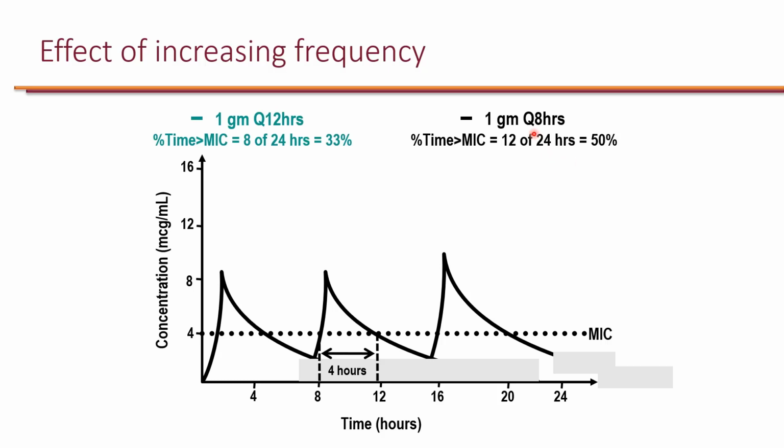The advantage of increasing the frequency instead of doubling the dose is that overall throughout the day you give less of the drug. So 2 grams Q12 will end up with 4 grams over a 24-hour period. With 1 gram every 8 hours, you end up with 3 grams every 24 hours.